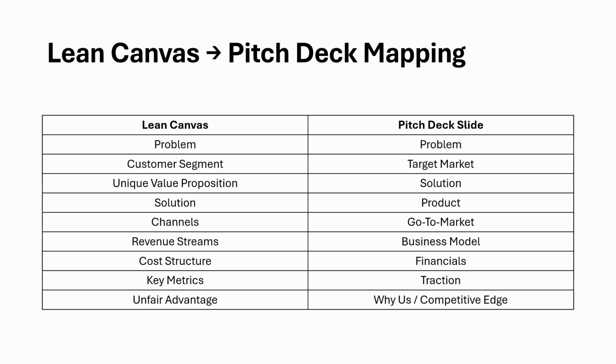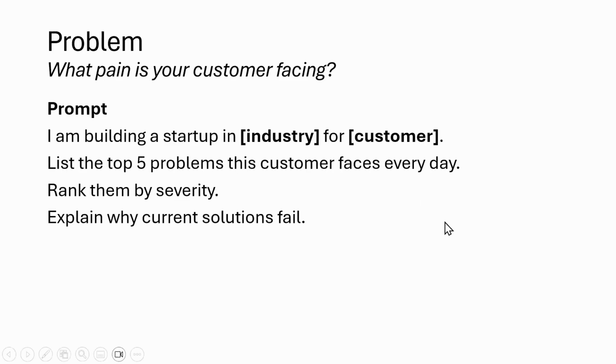Okay, so let's start. Starting with the problem: what pain is your customer facing? Anything that is in the square brackets, you need to enter it. So you have to say, I am building a startup in a dash industry. You have to tell what kind of industry, like apparel, footwear, agri, any industry. And for this particular customer, you have to tell what type of customer you are planning to target.